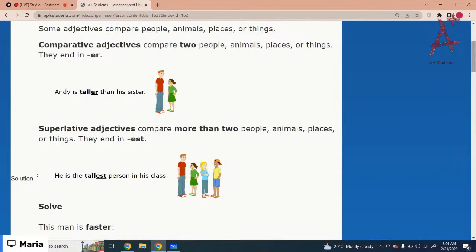If the comparison is just between two persons, places, or things, you have to add er to the adjective. Got it? And if the comparison is between more than two people, you have to add est. Got it? Let's just start with the examples.